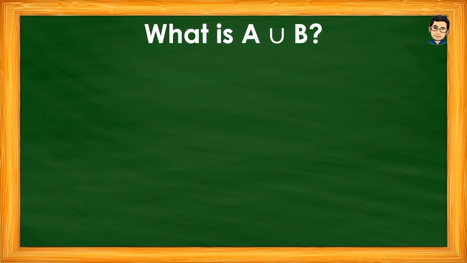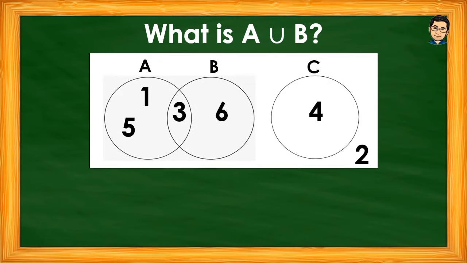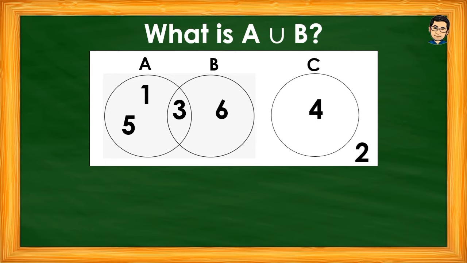So, for example, what is A union B? So, using the same figure, yung Venn diagram natin kanina, so we will identify what is A union B. So, para mas mabilis nating masagot yung A union B, yung union ng events A and B, ililista po natin yung mga elements ng bawat events. So, for event A, we have 1, 3, 5. By the way, kapag nililista natin mga elements na yan, kailangan po naka-enclose po yan sa mga braces. Next, B naman, we have 3, 6. Okay, so ayan, nakalista na yung elements ng event A tsaka B.